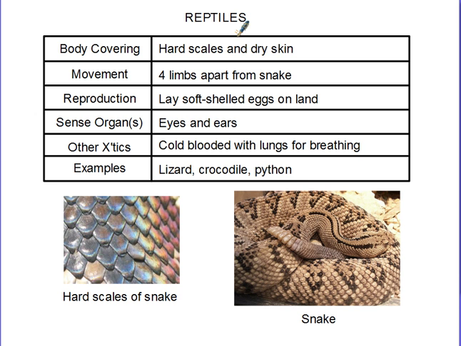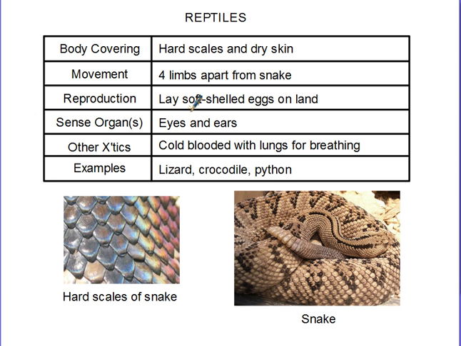We go to the reptiles. Reptiles have hard scales and dry skin. Look at the scales of this snake here. They look very, very hard. Most reptiles have four limbs apart from snakes. Snakes crawl on their bellies. Most reptiles have four limbs.